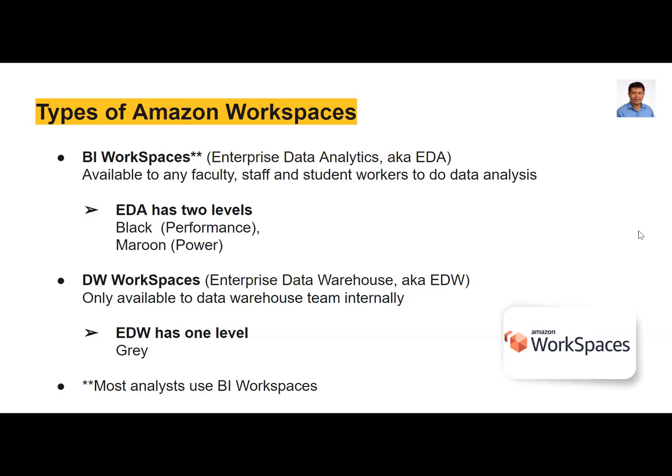The one that our BI team is using right now, the technical term would be EDA, short for Enterprise Data Analysis. And they also have two different types, like you probably hear, the black or maroon. Behind the scenes, black is more like performance, and maroon is more like power. The difference is that it's the same space, the same hard drive, the same volume, and only the memory differs. One would be 8 and the other would be 16.